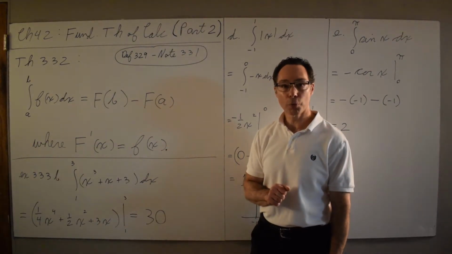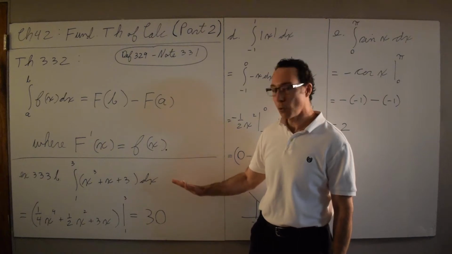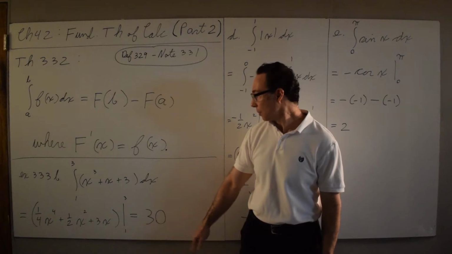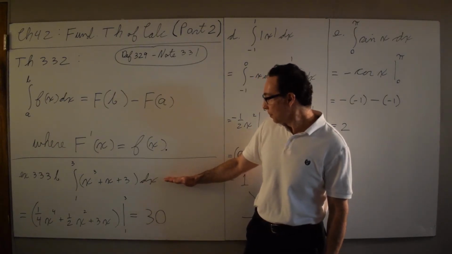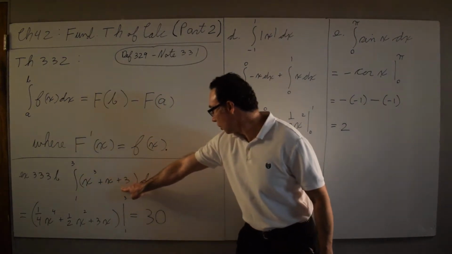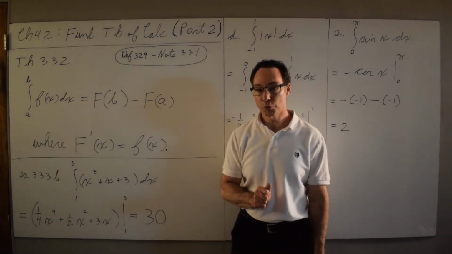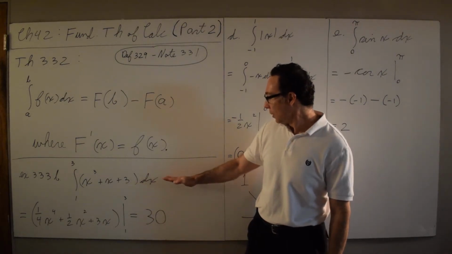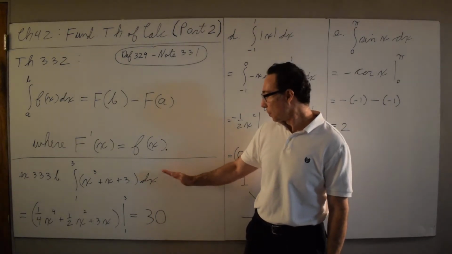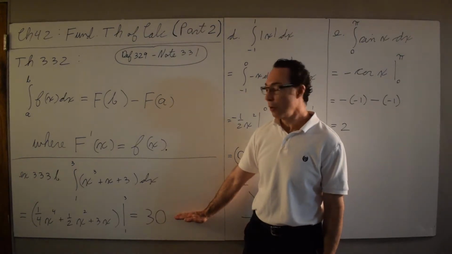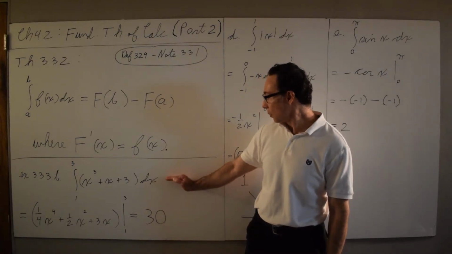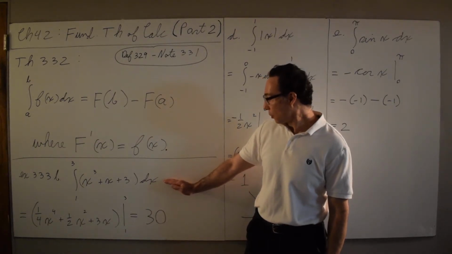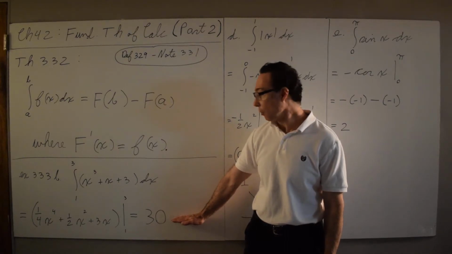So example 333, there are several examples. I'm going to do 3 of them. Parts A, B, and C are all similar, so I'll work through part B. We have an integral of a polynomial. Polynomials are easy to differentiate, and they're almost as easy to integrate. Differentiating, you just use the power rule all the way through. Integrating, you reverse the power rule all the way through. So we find an antiderivative of this third degree polynomial, this fourth degree polynomial.